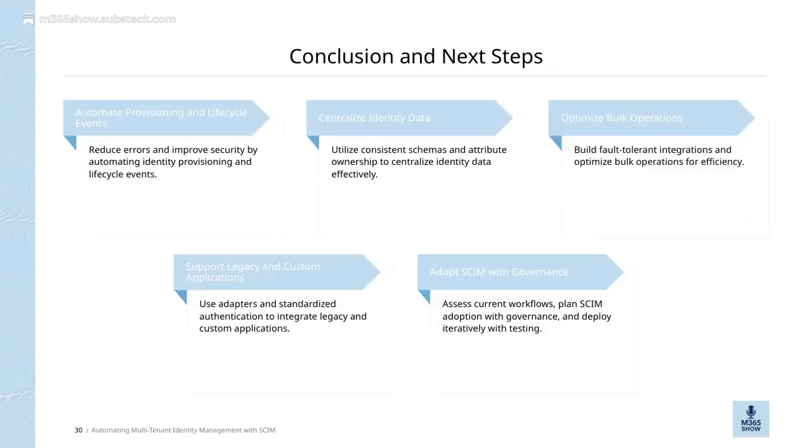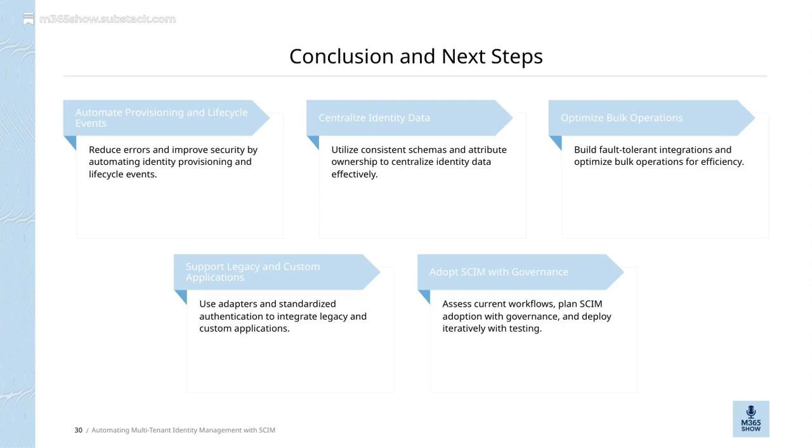Now, as we wrap up, let's look at the key steps moving forward to successfully implement automating multi-tenant identity management with SCIM. First, it's essential to assess your current workflows, understand what processes are in place, identify gaps, and then plan your SCIM adoption carefully, ensuring you include governance at every stage. This way, you can deploy iteratively, testing each phase thoroughly before moving on.